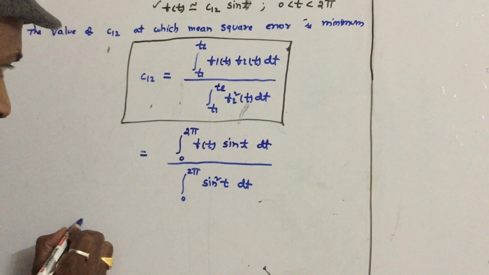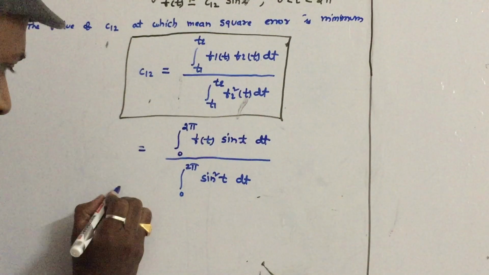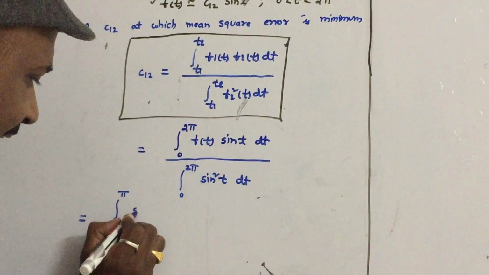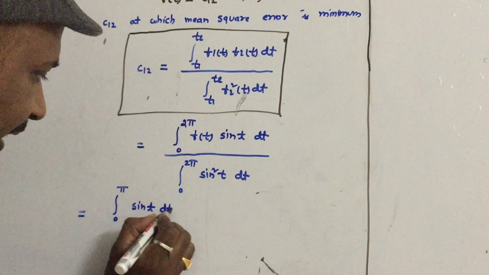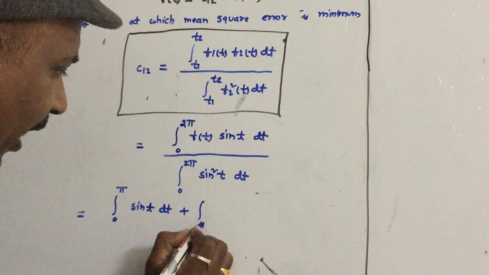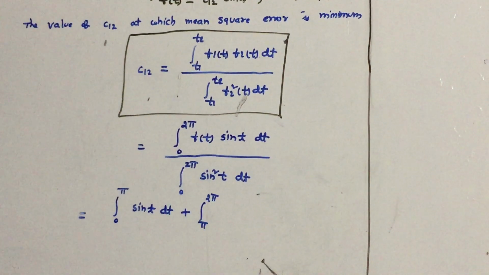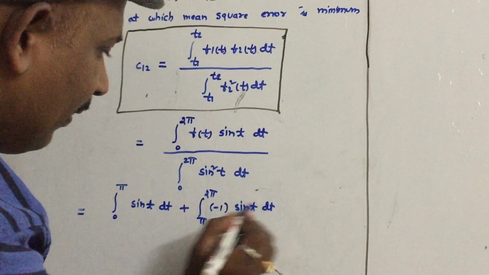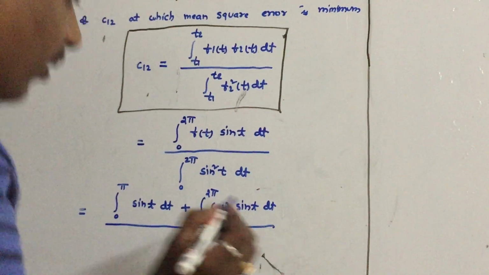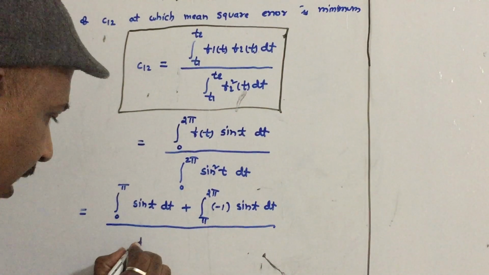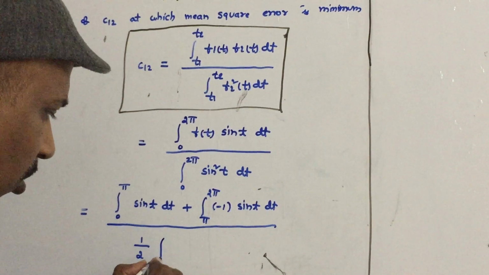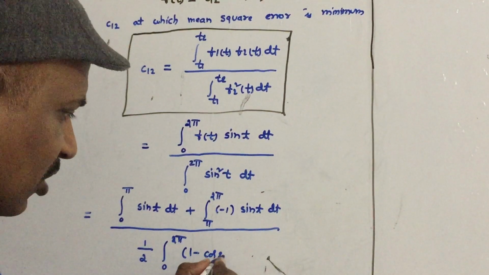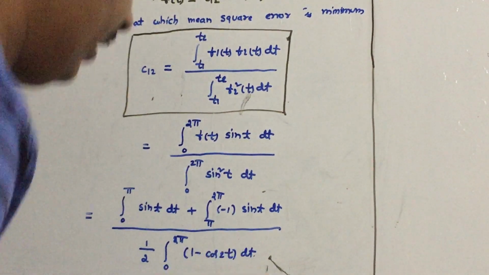I am writing the numerator as the integral from 0 to pi, where the value of f of t is 1, so sin t dt, plus the integral from pi to 2 pi, where the value of f of t is minus 1, into sin t dt. Write the denominator as 1 by 2 integral from 0 to 2 pi, since sin square t is written as 1 minus cos 2t, dt.